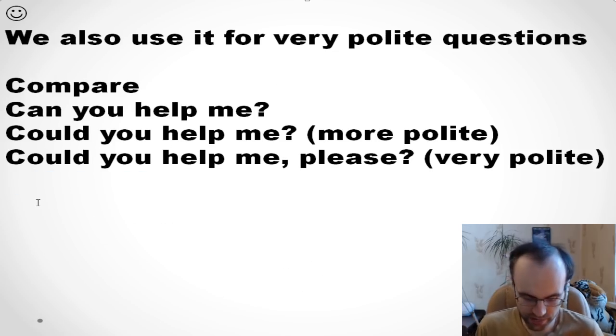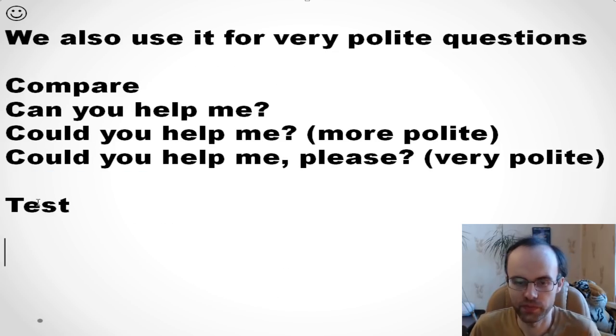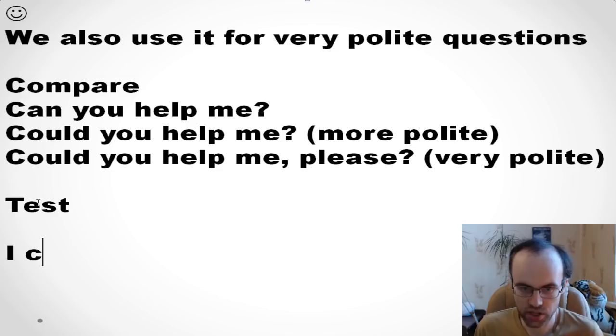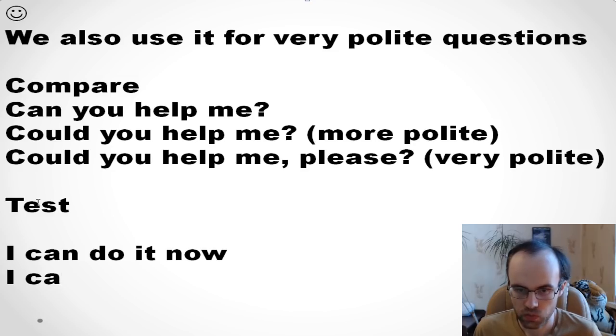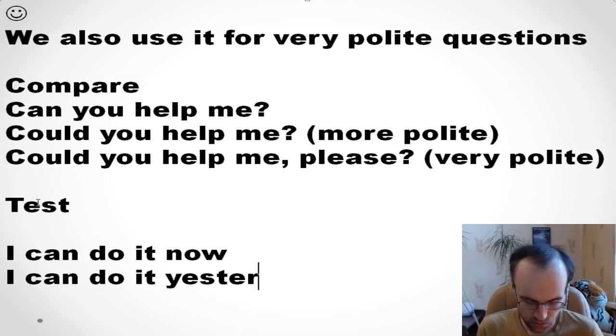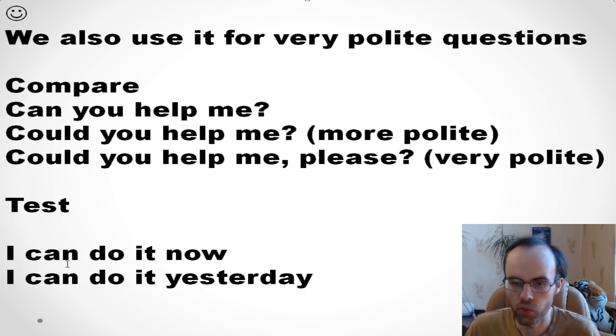Okay, I have a test for you. I can do it now, or I can do it yesterday. Which sentence is correct? Of course, I can do it now. We use can for present. Next.